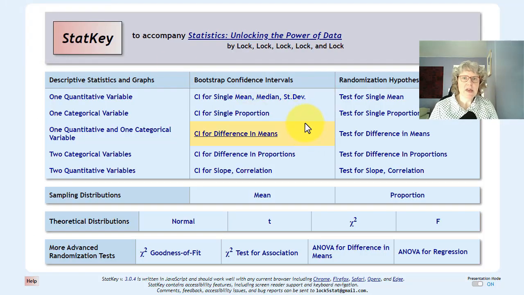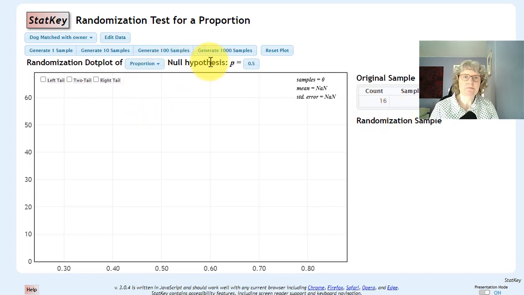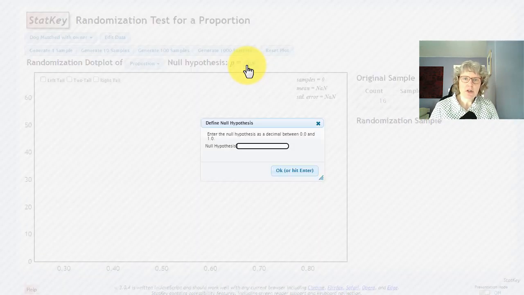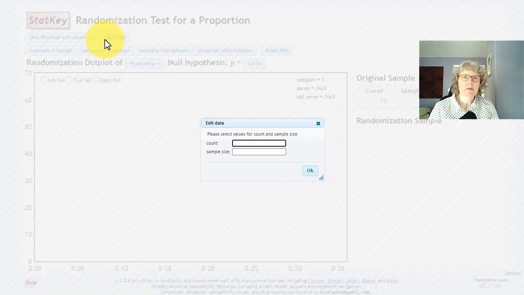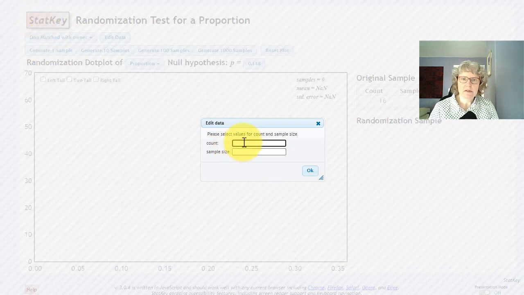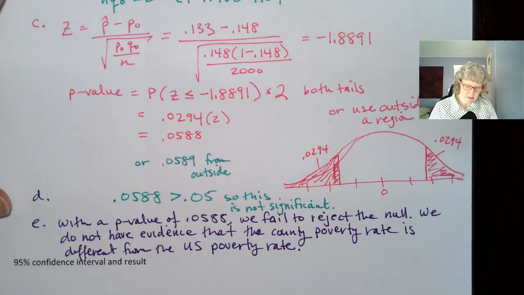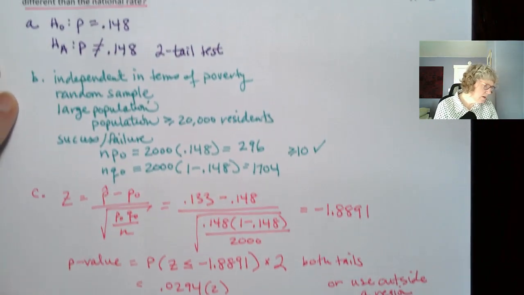So I'm going to go to StatKey for the randomization test. So this is good review. Test for a single proportion. And we need to put in our null and then put in our p-hat. So our null is 0.148. Okay, I've got that. And then we're going to edit data. We're not using any data that's already in there. Now I do need to know a count, and I wasn't given that. So let's calculate this on the side real quick.